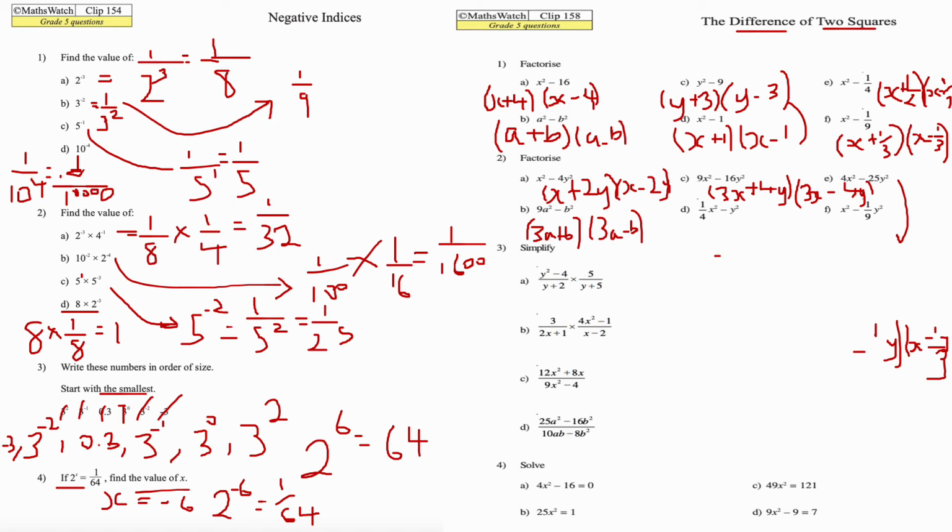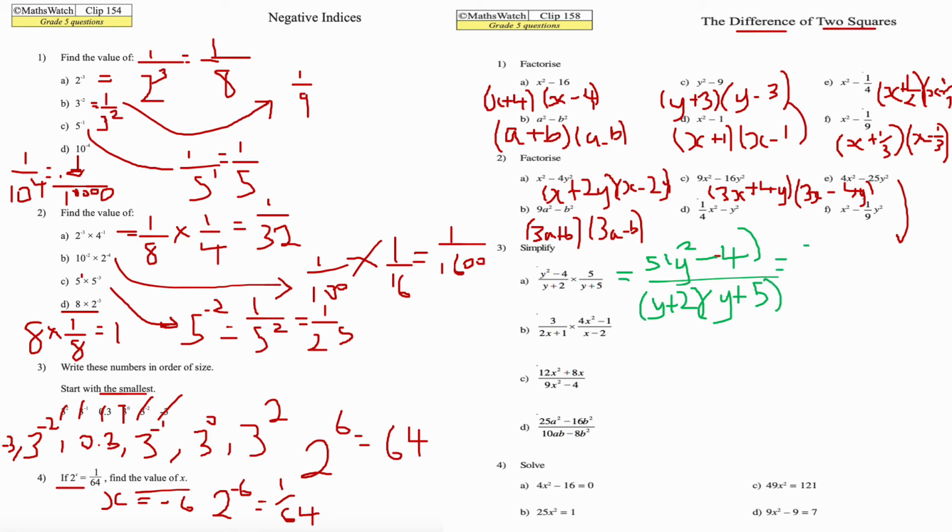So part A, I've got an algebraic fraction, okay, and I'm multiplying two fractions together. Okay, so when I multiply fractions, I times the top together and I times the bottom together. I'm going to have 5 lots of y squared minus 4, all divided by y plus 2 times y plus 5. Now we should recognise that y squared minus 4 does factorise into the difference of two squares, and this is what I mean by simplify. So it's writing this fraction in its simplest form.